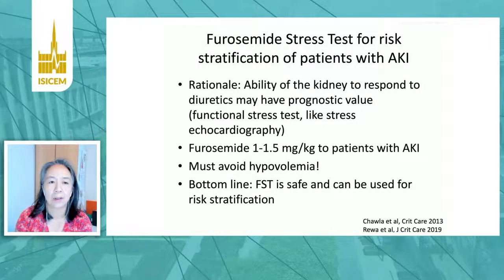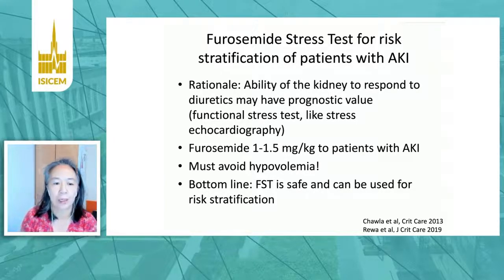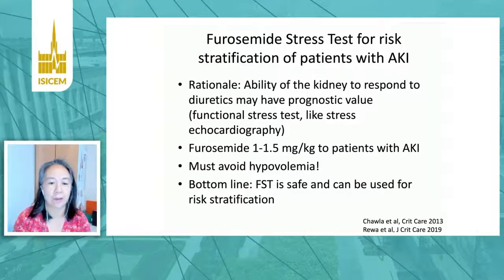Along the same lines, the furosemide stress test has been used for risk stratification in patients with acute kidney injury. And here the rationale for this test is that the ability of the kidney to respond to diuretics may have important prognostic value. This is a functional stress test like stress echocardiography in the context of coronary artery disease. So per this protocol, patients receive furosemide at a dose of 1 to 1.5 milligrams per kilo in patients with early acute kidney injury.